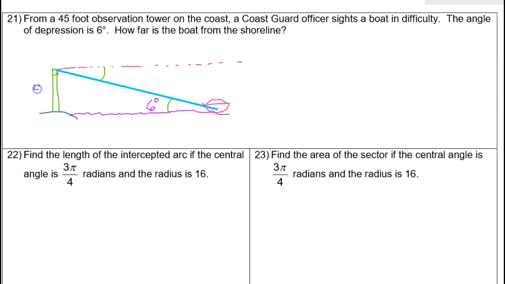45-foot observation tower. So the tower is 45 feet tall. How far is the boat from the shore? Okay, so we're being asked to find this distance, the bottom of the triangle. So which trig function are we going to use? From the perspective of the angle, the 45 is the opposite leg, and the x is the adjacent leg. All right? The line of sight here is the hypotenuse, which we don't need.